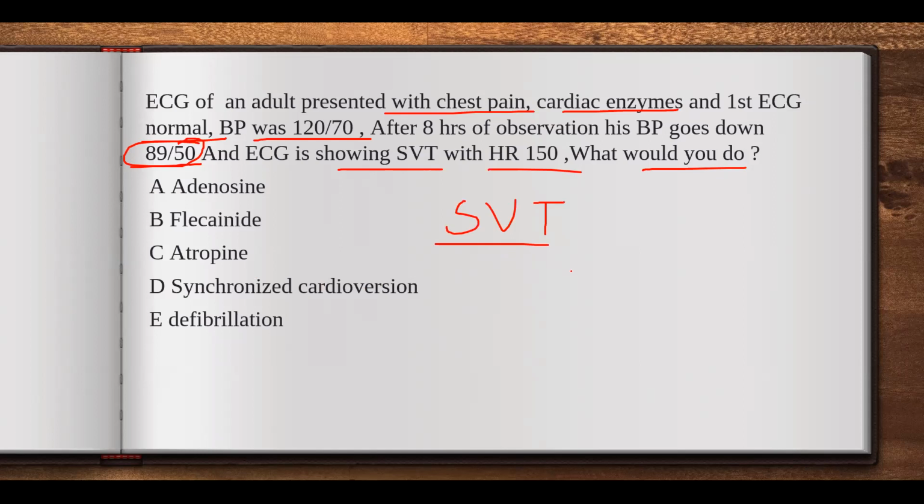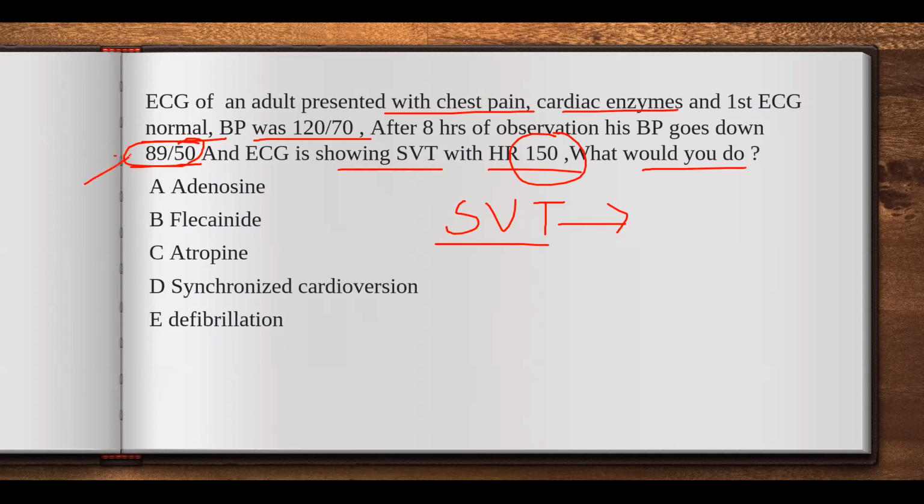So it's a supraventricular tachycardia. That means you can see heart rate is very high. Normal heart rate should be below 100, and now it's 150. So this patient having tachycardia. The most important thing when you get palpitation related symptoms or an ECG finding like SVT, you look into the blood pressure. So is it a stable patient or unstable patient?